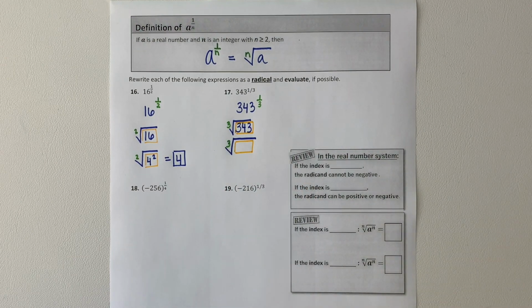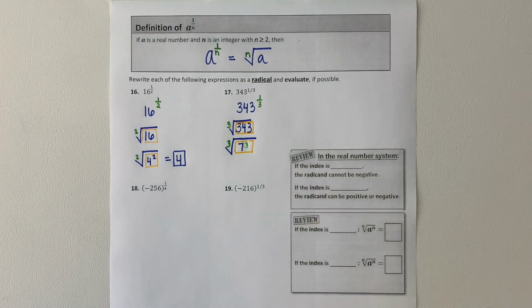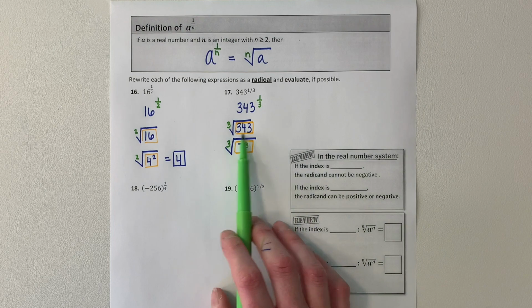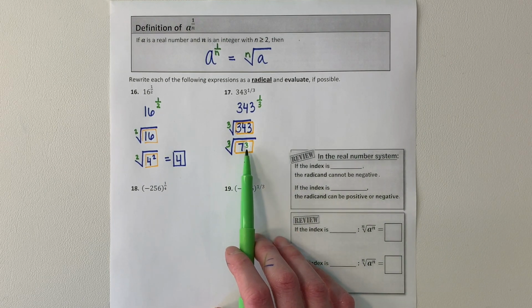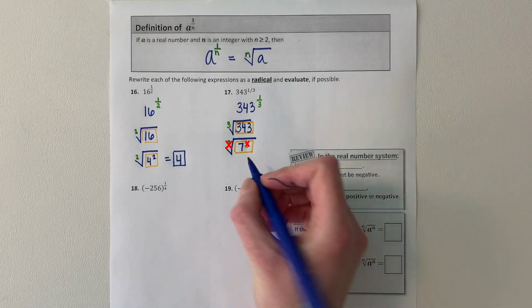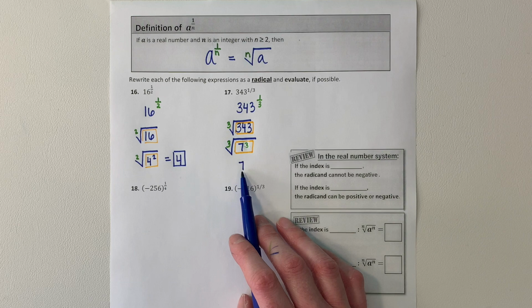You might have to test out a few numbers on your calculator, but you'll find that 7 cubed is equal to 343. Now, since we rewrote 343 as 7 cubed, the cube root and the cubed power are inverse operations, so they cancel out, and we're left with 7. And since this is an odd number here, we don't have to worry about absolute value bars.